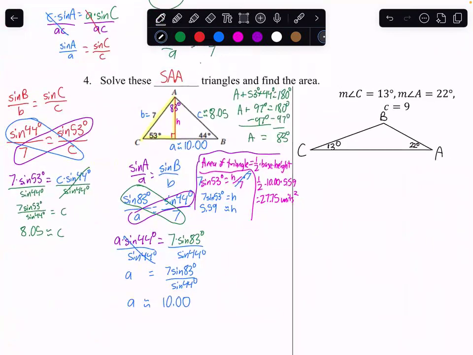Okay, so now that we've set it up, please use the previous example and try to find all missing sides and angles, and then also find the area. Yes?